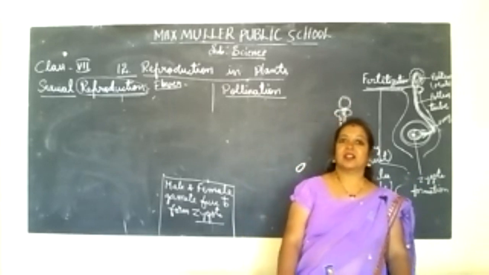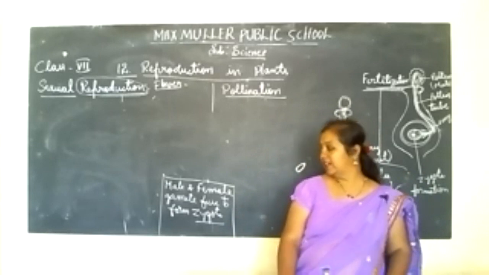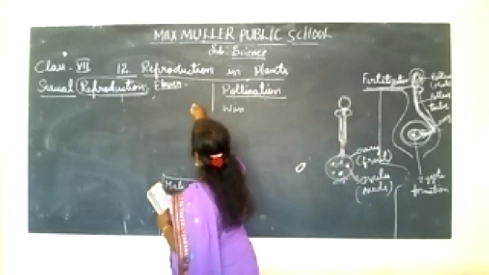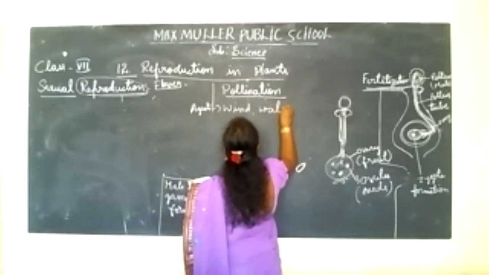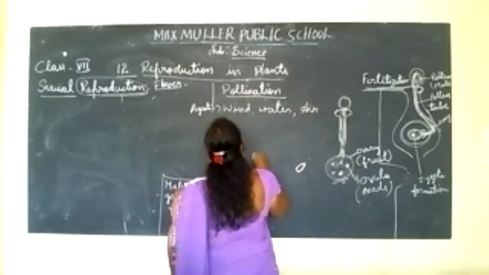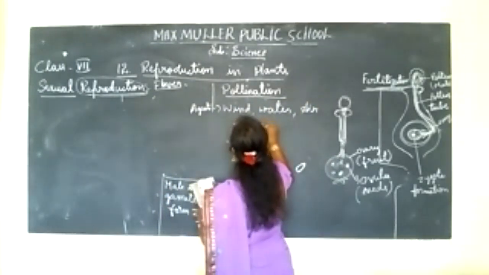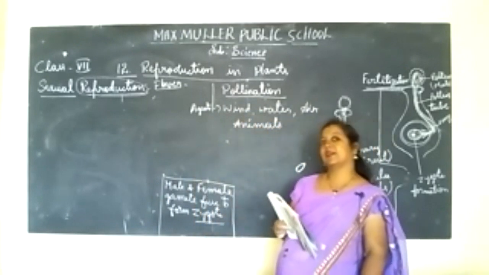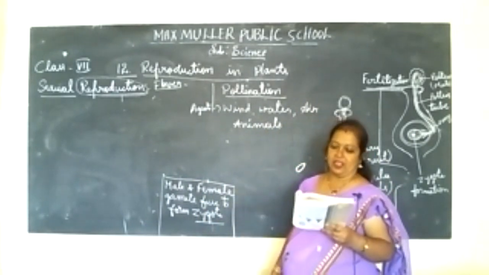So for this dispersal, you already know we have agencies, or agents, like wind, water, and animals. By these agencies, the seed will be dispersed from one place to another place. Okay, so let us see which plants are dispersed by wind.